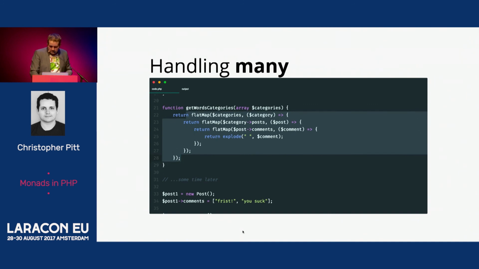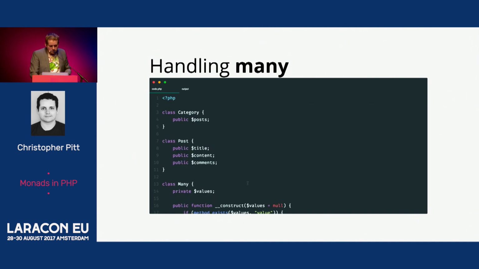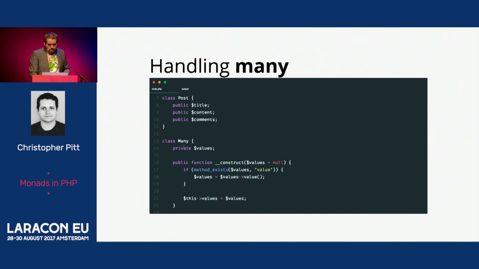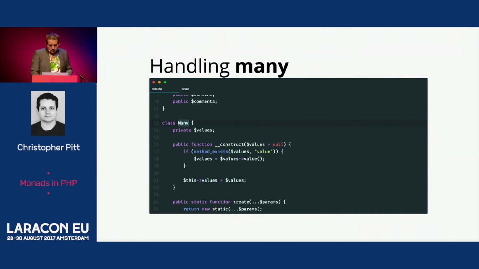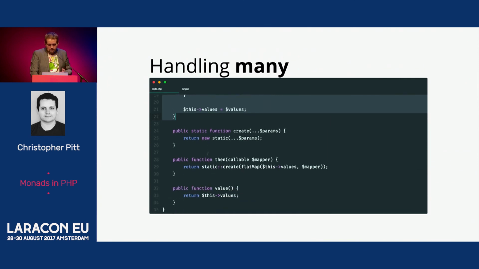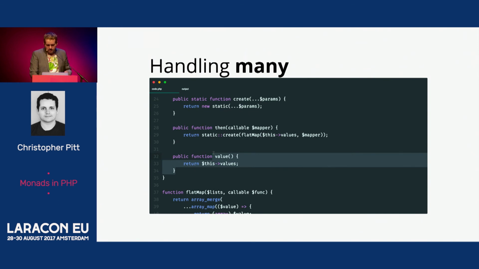So how do we make this better? We could try to create a new thing called many. And though this looks pretty similar to our maybe or our optional class in terms of how it constructs and how it allows fluent syntax and how it unboxes values, when we have a then method on this, what we wanted to do is take all the internal values, step over each, and apply a mapper function to them.